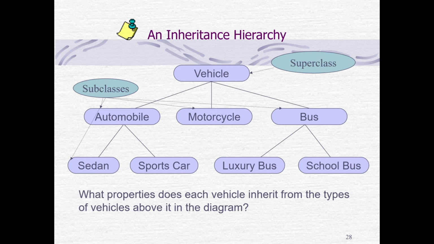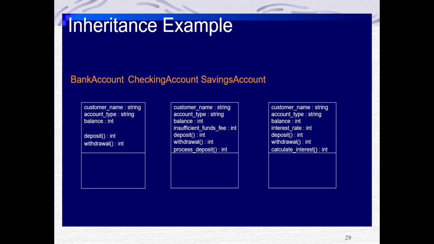For example, in bus we have two types of another behavior, luxury bus and school bus. These are the types of buses. So that is inherited from the superclass vehicle. So this concept is known as inheritance.